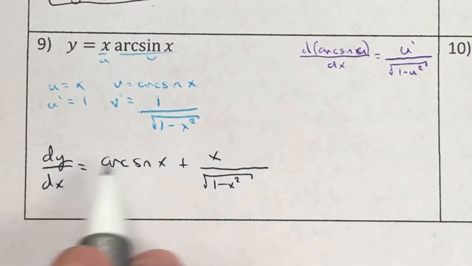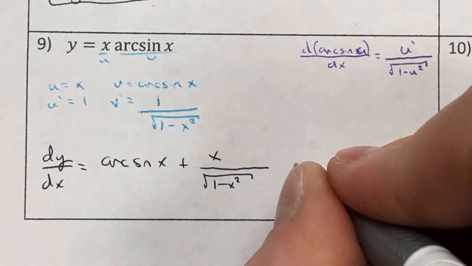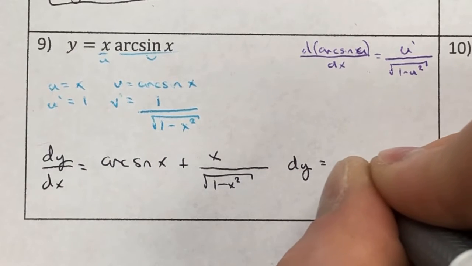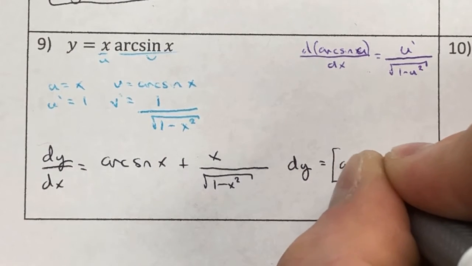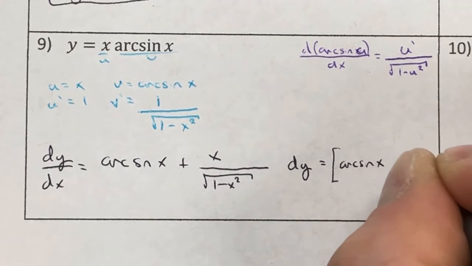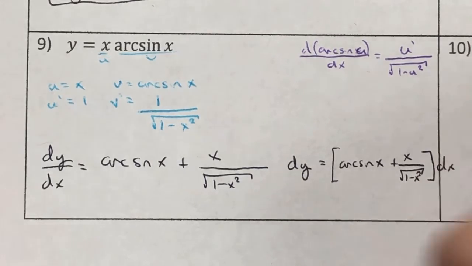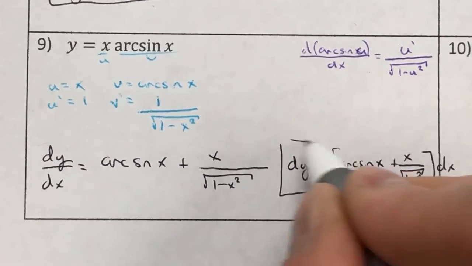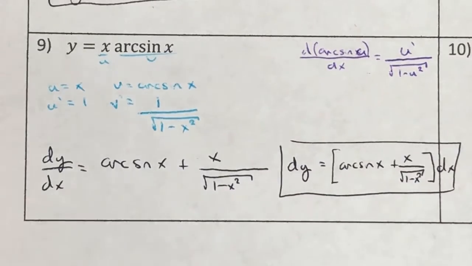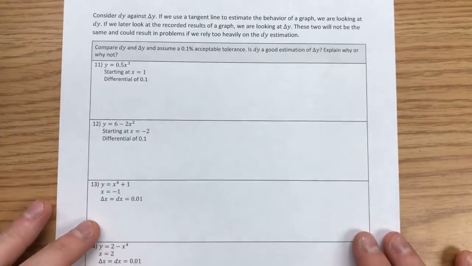And then to isolate the differential of y, it's just going to be the differential of y is equal to arc sine of x plus x over root 1 minus x squared dx. Differential of y isolated in Leibniz notation, which is going to bring us to our next set of problems.